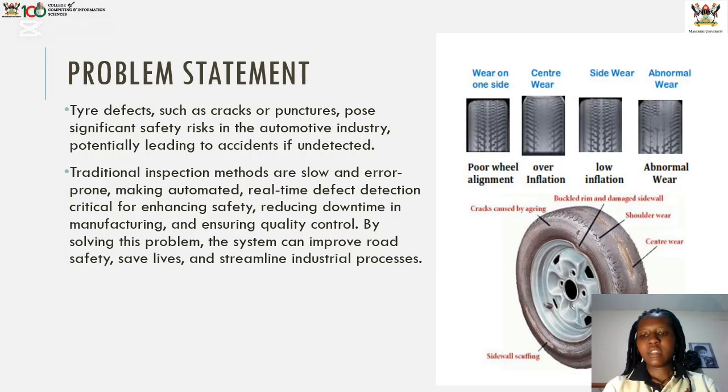And yeah, tires are significant when it comes to security on roads. Defects that appear on them, for example cracks and punctures, pose a serious risk to drivers or riders on the road. We look at traditional inspection methods used these days. They are slow, prone to error, and not automated. So if we look at automating this process, it could lead to quality control and would make tire defect detection much safer for drivers.